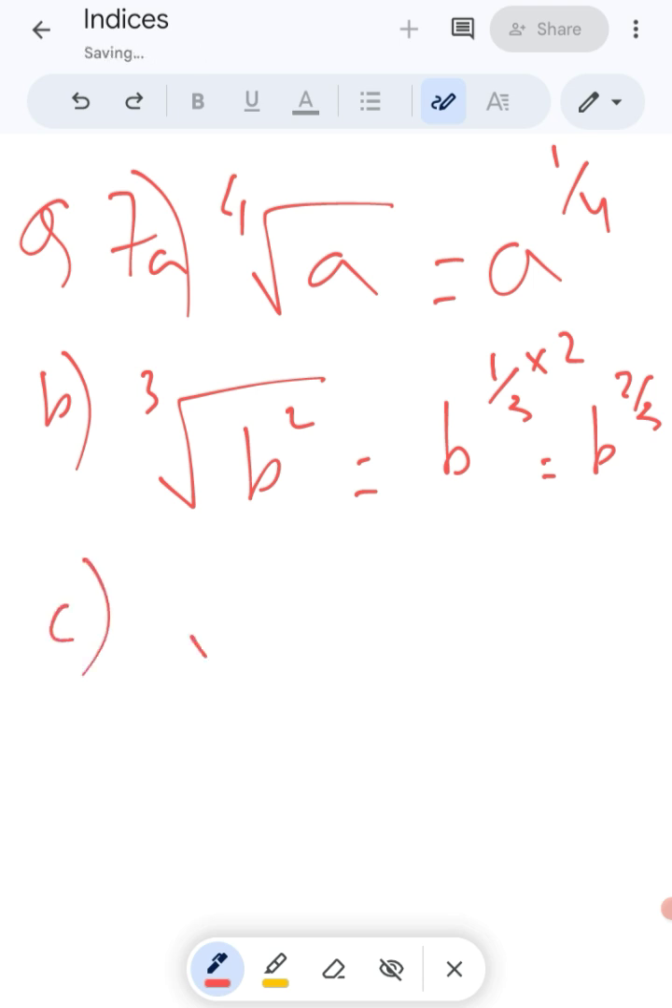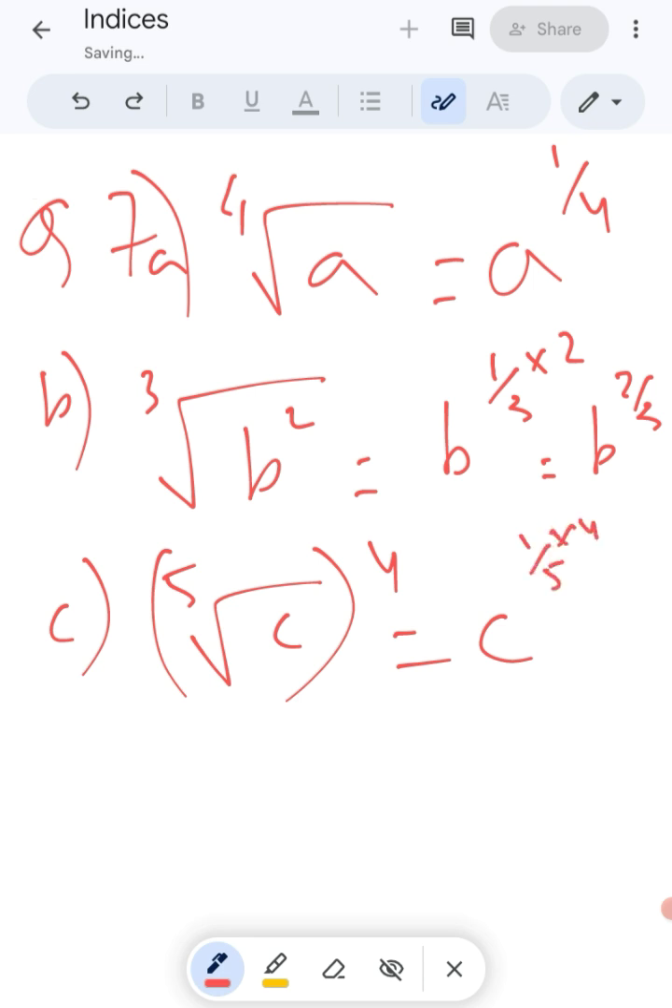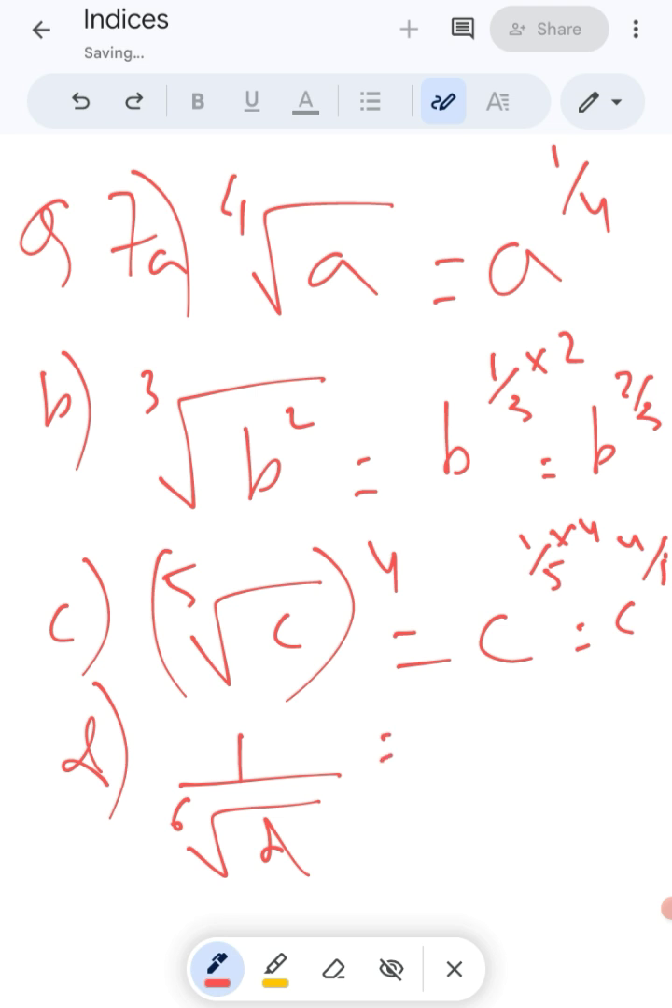Part C, I am having 5 here, c here, and 4 outside, so that becomes c raised to the power 1 upon 5. It will be multiplied by 4. What do I get? C raised to the power 4 upon 5. Okay. For your part D, it says 1 upon 6 outside, d here, so that becomes 1 upon d raised to the power 1 upon 6. Agreed? When I take that upwards, what do I get? D raised to the power minus 1 upon 6.